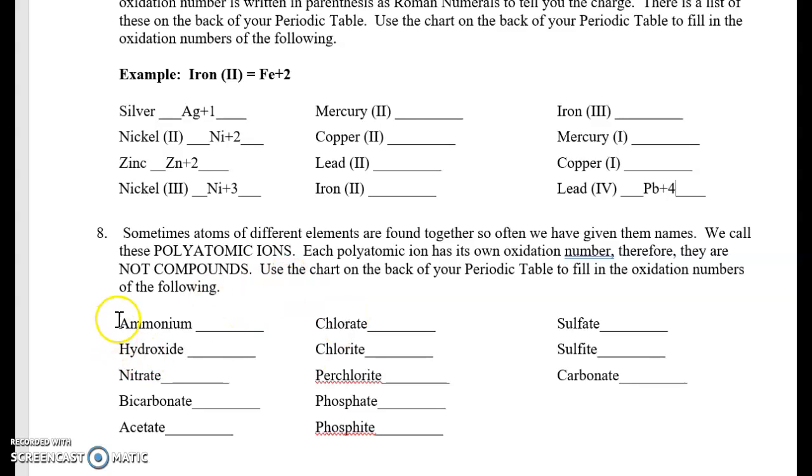Same thing with this. Sometimes atoms of different elements are found together so often we have given them actual names. We call these polyatomic ions. So each polyatomic ion has its own oxidation number, therefore they are not compounds. So again, use the chart on the back of your periodic table to fill in the oxidation numbers.